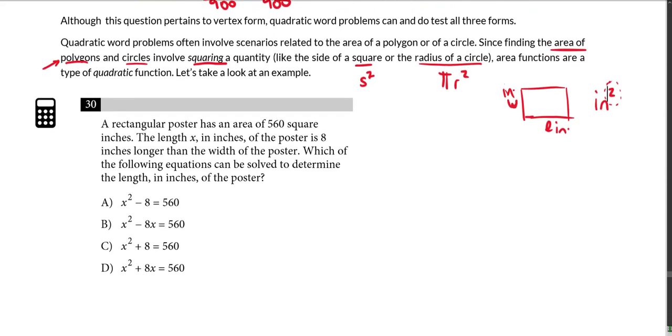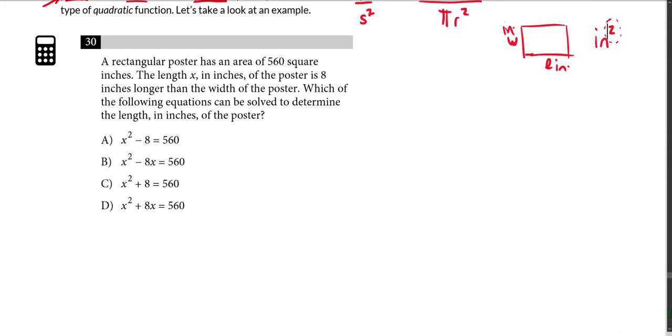In number 30, we have a rectangular poster that has an area of 560 square inches. There's those square inches that we were talking about. The length x in inches of the poster is 8 inches longer than the width of the poster. Which of the following equations can be solved to determine the length?